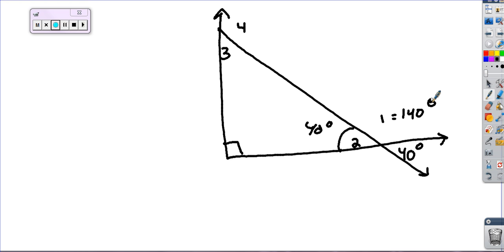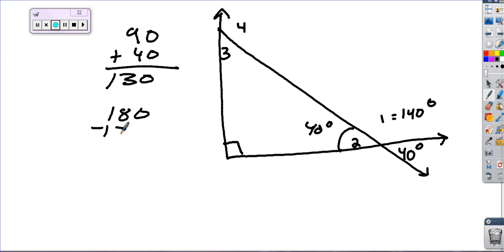The angles of a triangle equal how many degrees? Inside a triangle, you have to add it up to 180. Well, we already have 2 of them. We have a 90 and we have a 40. 90 plus 40 is 130. So what is 3? 3 is 50. Yep, 180 minus 130. 3 is 50 degrees. We have one left.